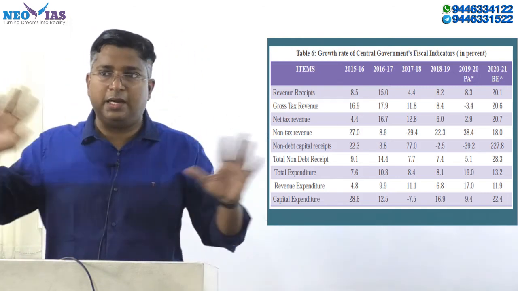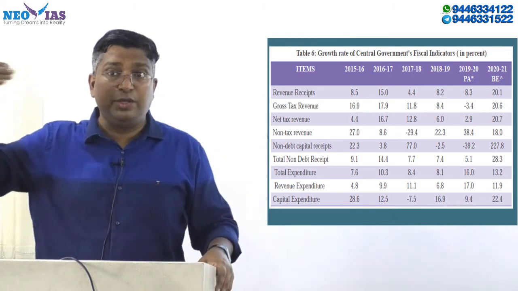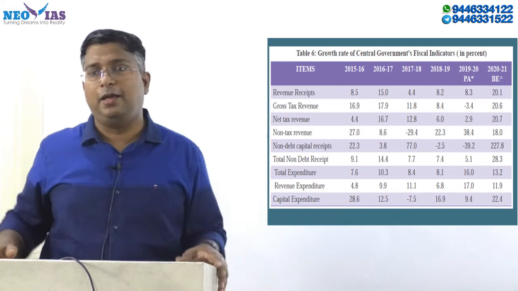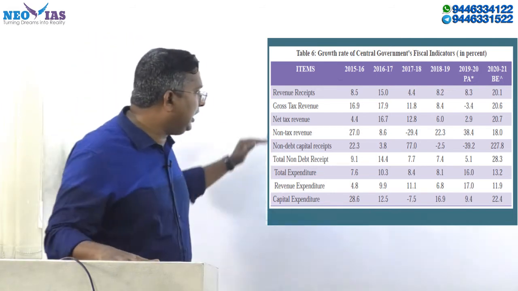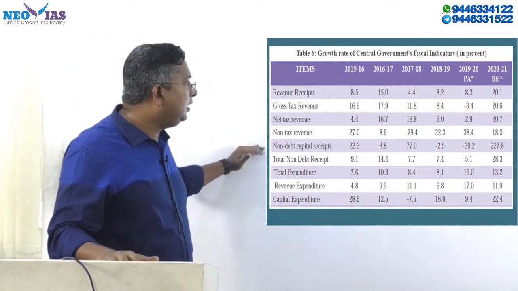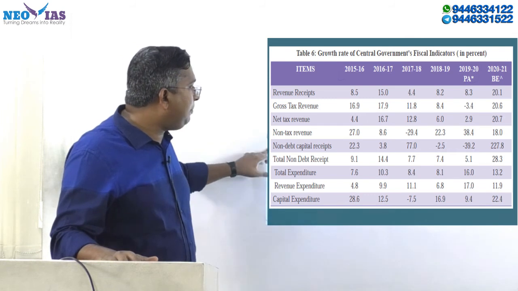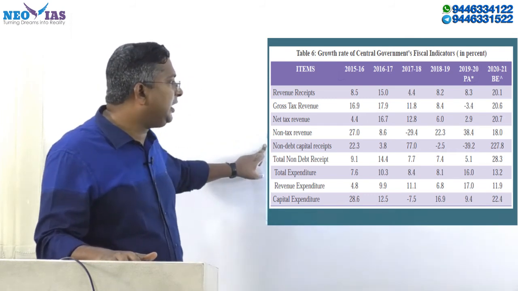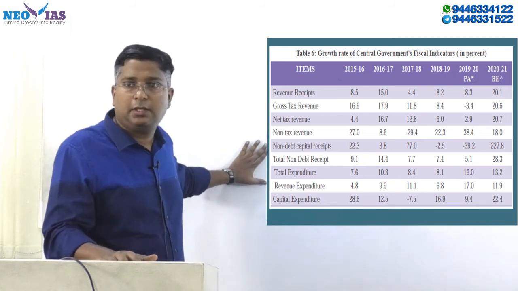Understand, non-tax revenue is there in revenue receipts only. Disinvestment is in capital receipts. So it will not be there, okay. I will come to it. Then, non-debt capital receipts, this is another interesting thing you need to note down.